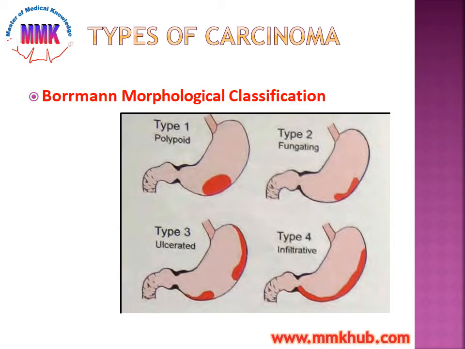Now, morphologically, the classification is called the Borrmann morphological classification, which divides the carcinoma of the stomach into four types. Type 1 is the polypoid, type 2 is the fungating mass, type 3 is ulcerative, and type 4 is the infiltrative type.